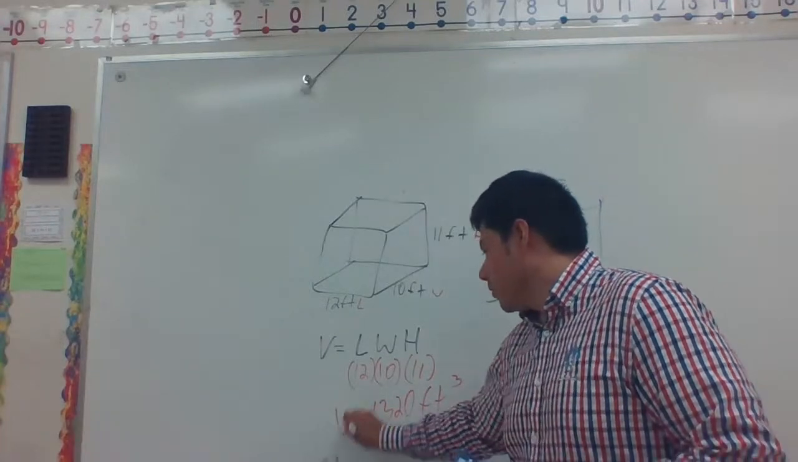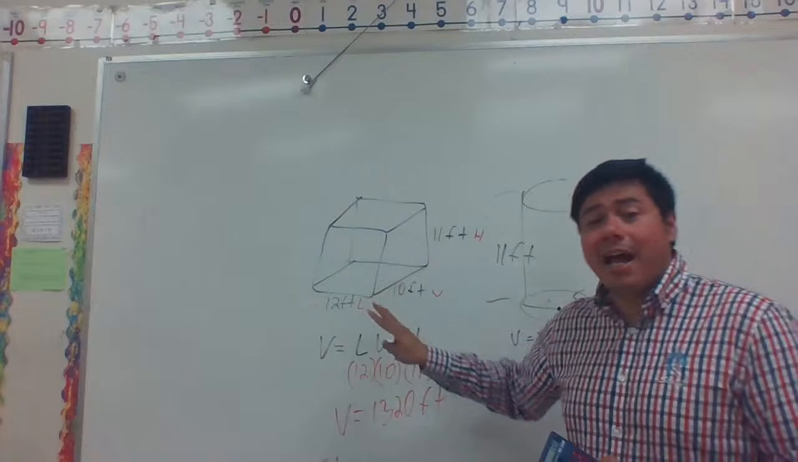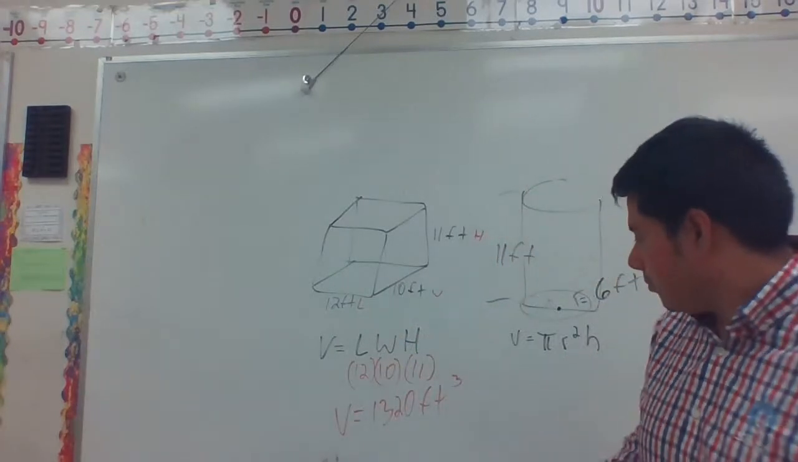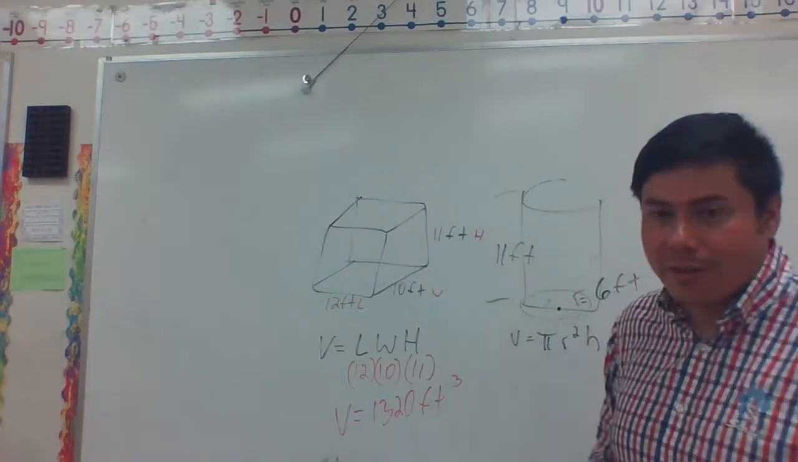1320 cubed. This is volume equals. Since it does not have pi, it's an exact answer. It's an equal. It's a perfect answer, right? Boom. Done. That's your answer.